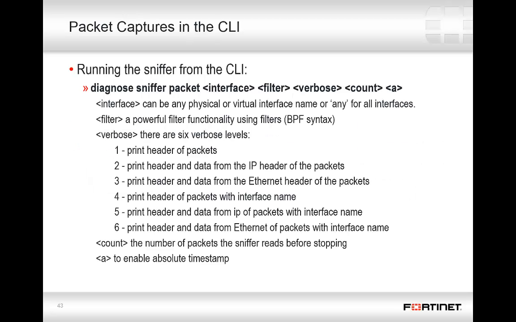Alternatively, you can use the CLI to run the packet sniffer. In this case, a hard disk is not required, so it can be used on any FortiGate model. When using the command, you must specify which interface, or any to display packets from all the interfaces, a filter, a verbosity level, and optionally the maximum number of packets to capture. The verbosity level is a number from 1 to 6. This slide shows what information is displayed in each level. 4 is the most commonly used level.